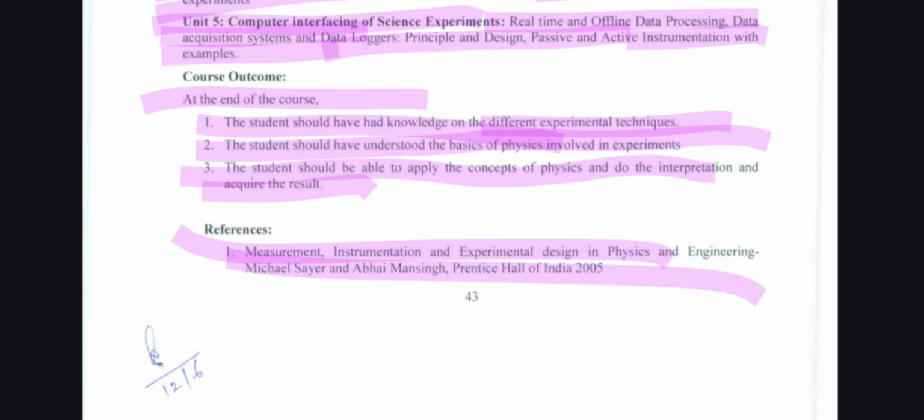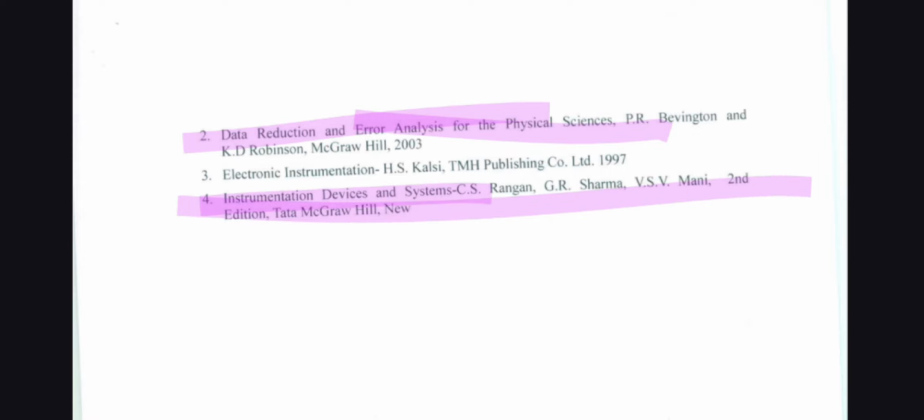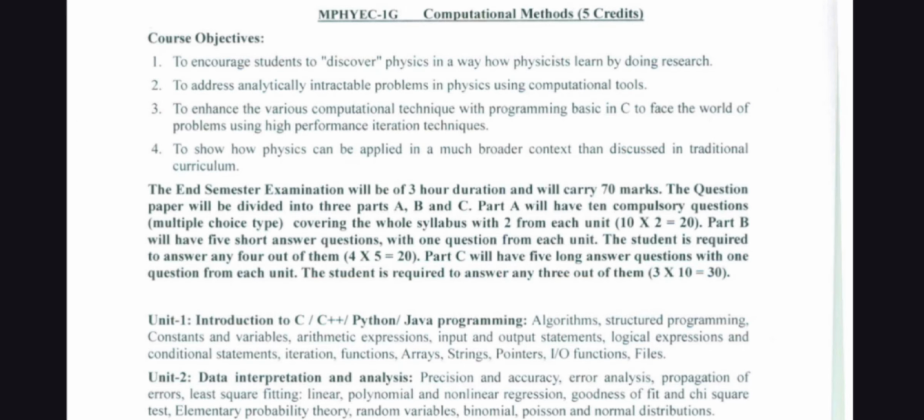Reference books here. You see this and read and buy. Data Reduction and Error Analysis for the Physical Sciences, you buy this. This is a most favorite book. This is my favorite book. So come to my favorite topic, computational methods. So unit first: introduction of C, C++, Python, Java, Julia programming languages. These are the programming languages of computers.